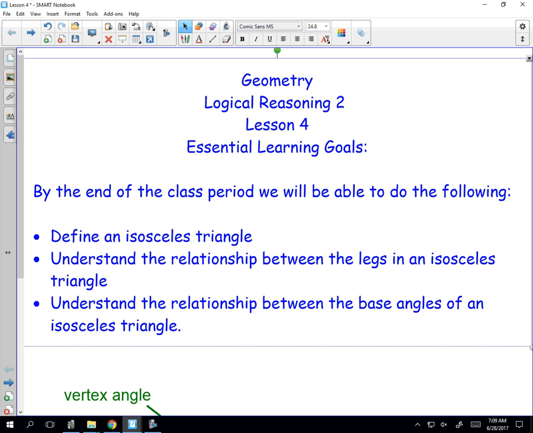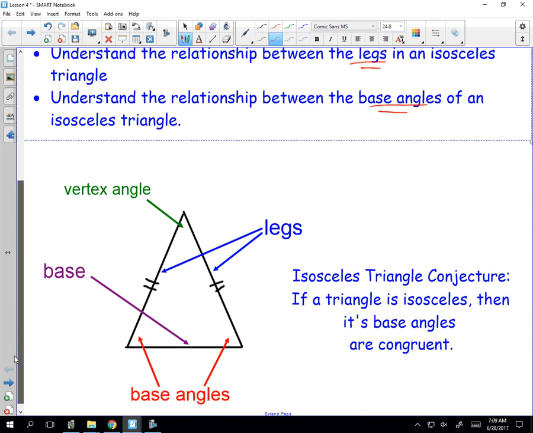We're on lesson 4 in our Logical Reasoning 2 unit. Today we're going to be looking at the specific type of triangle, the isosceles triangle. And we're going to understand the relationship between the legs of an isosceles triangle and understand the relationship between the base angles of an isosceles triangle.